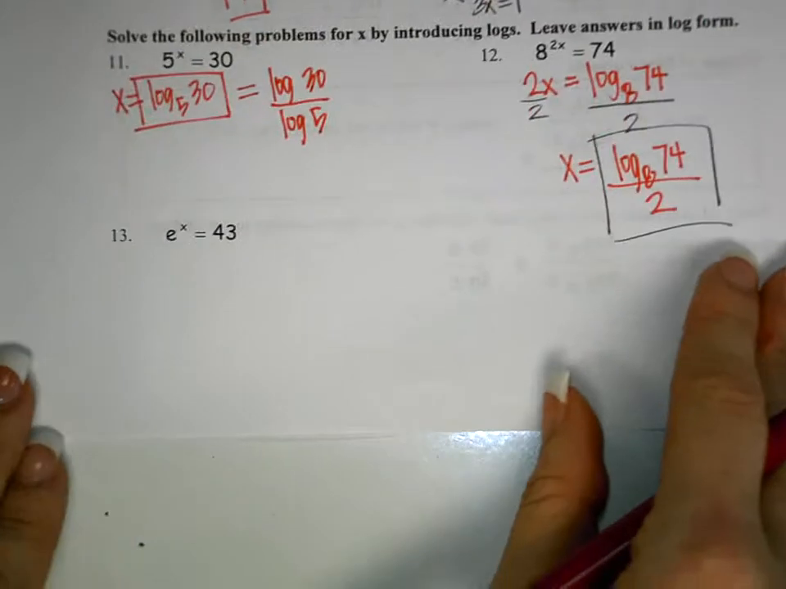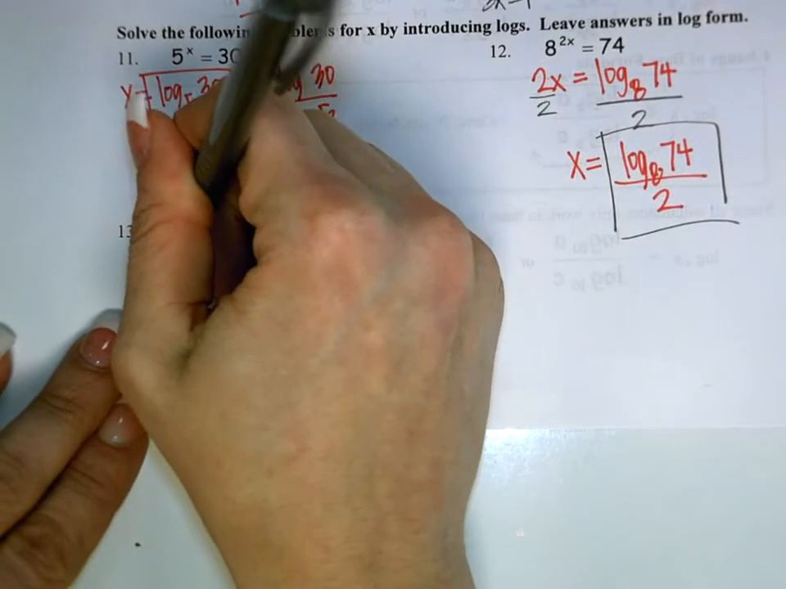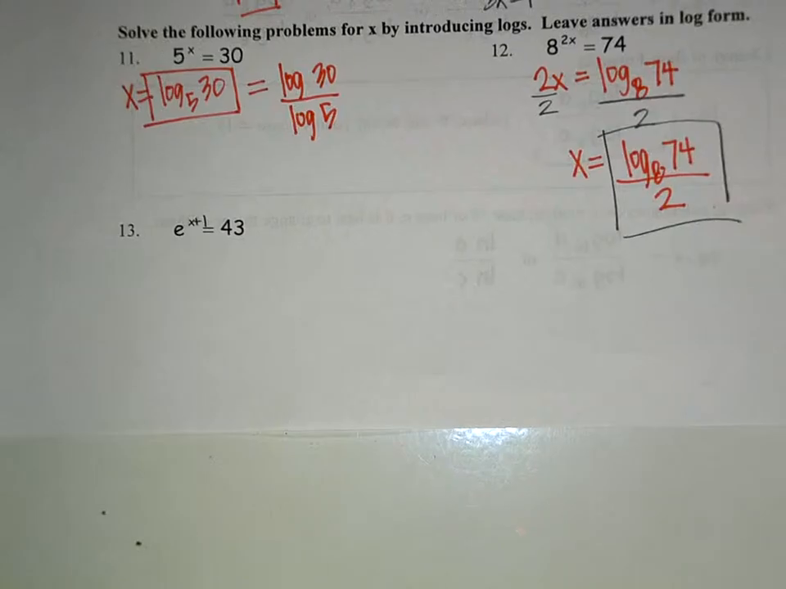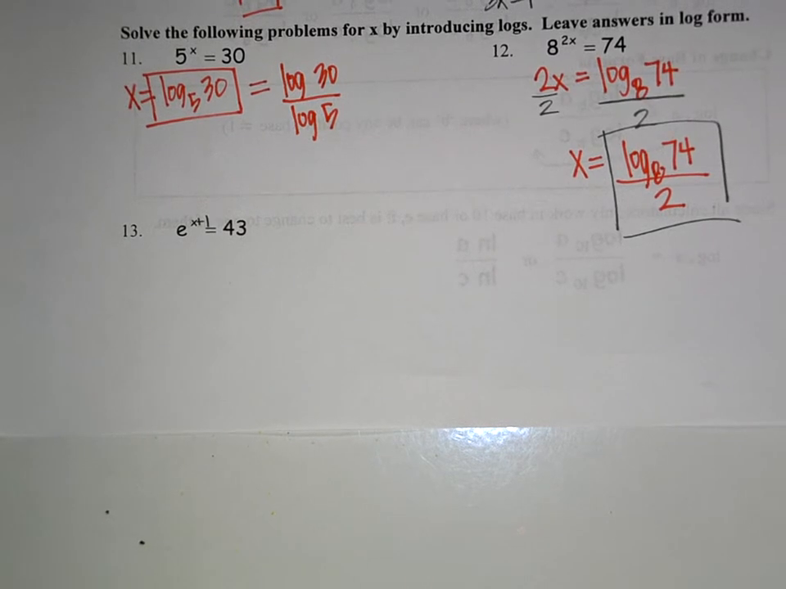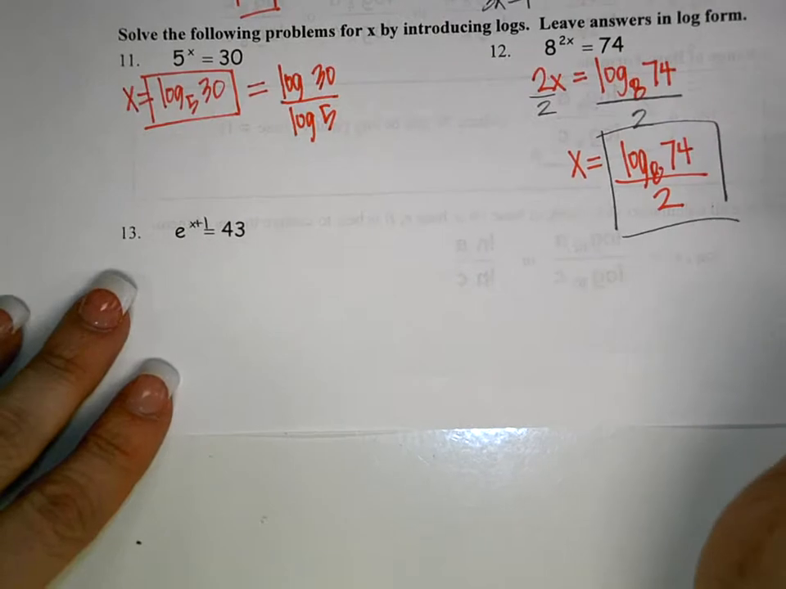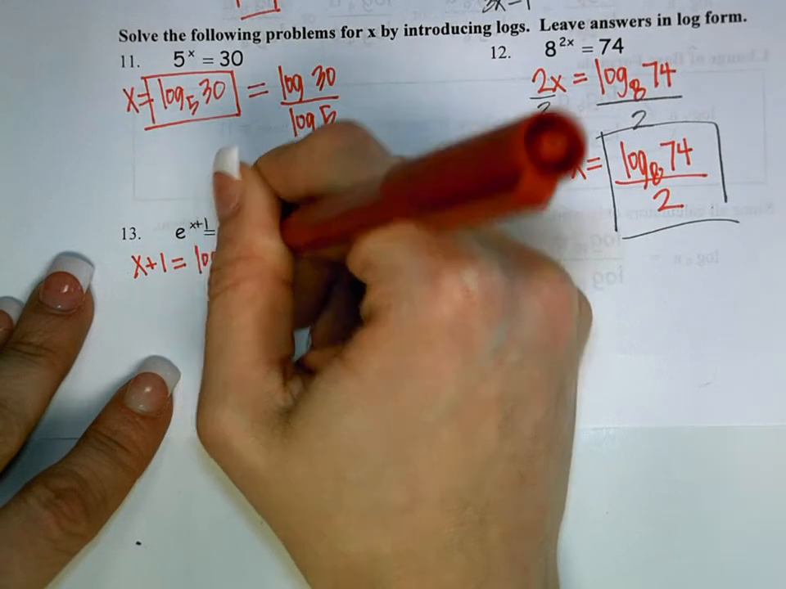Okay, last one, number 13. I want you to actually change this problem to be e to the x plus 1. Change the exponent to be not just x, but x plus 1. Now solve. You can solve this, and there is one exactly like this on your quiz today. e to the x plus 1 equals 43. So how would I begin to write this in log form? x plus 1 is the exponent on e that makes 43.